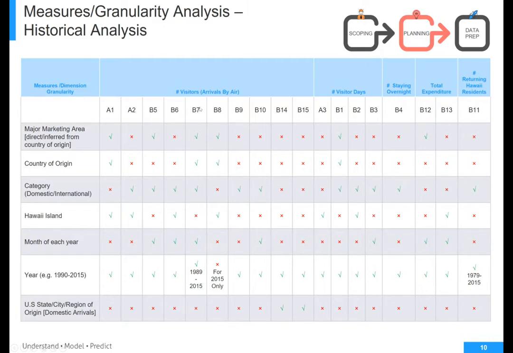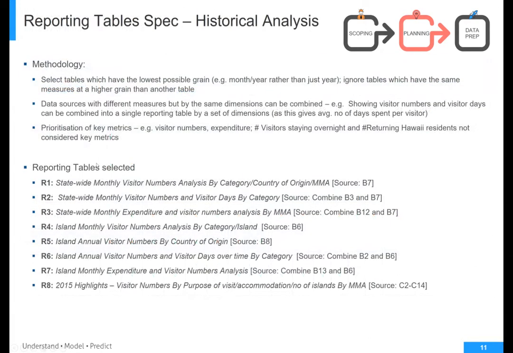We also want to look at whether there's scope to combine data sources together. So in particular, whether we have a set of dimensions and we have one data source that has visitor numbers by this set of dimensions and one that has visitor days. And that would allow us to, by those dimensions, analyze the average number of days spent per visitor. So we could just divide one by the other, and we have those two metrics in one set of dimensions.